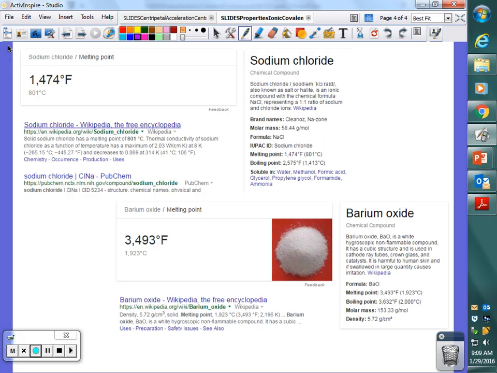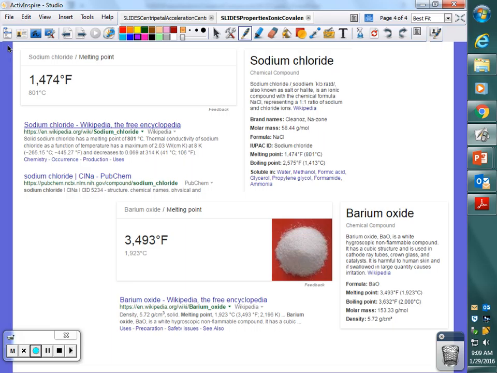In barium oxide, how many electrons are we trading back and forth? Well, where's barium on the periodic table? Group 2, right? So it has 2 valence electrons. Oxygen is looking to gain 2 valence electrons. So, instead of sodium plus 1 holding on to chlorine minus 1, it's barium plus 2 holding on to oxygen minus 2. That's a stronger attraction.